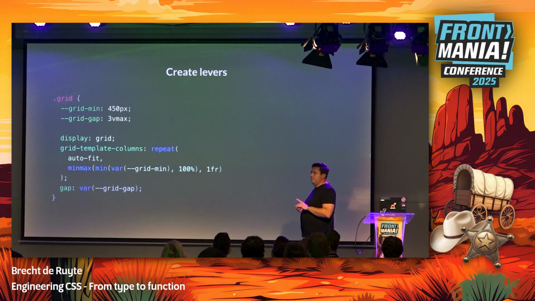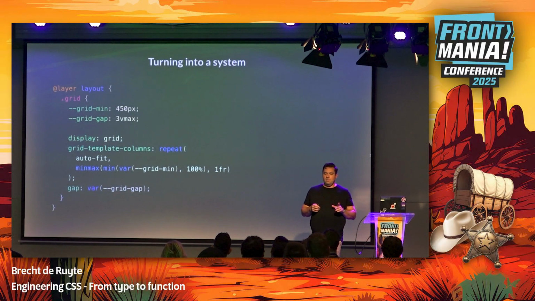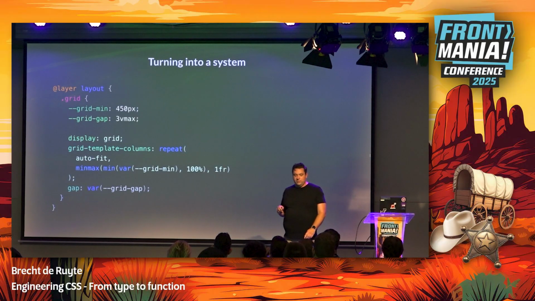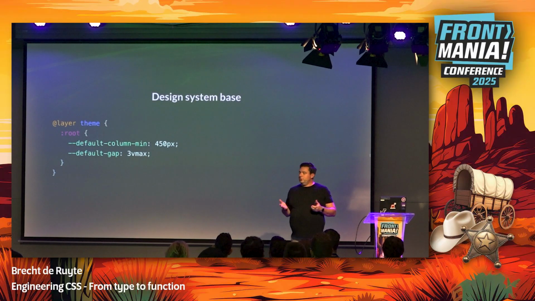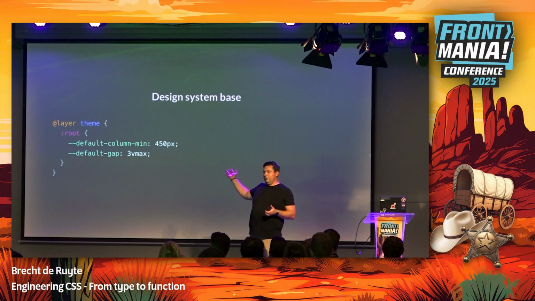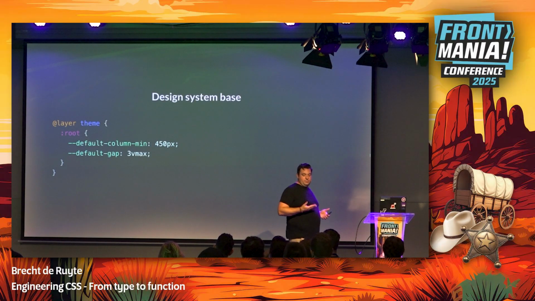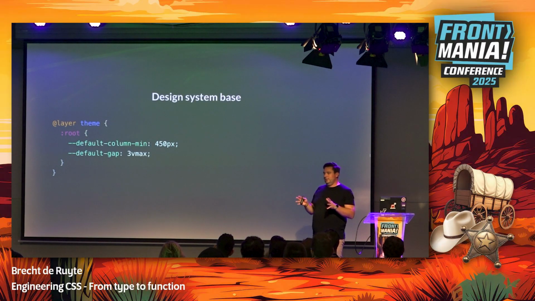But while we're at it, I mean, why not turn this into a system? So here I'm going to use a CSS layer. Still pretty much the same thing as before, just slapped a little layer around it. You'll see in a second why I'm doing this. So this could be like a default layout layer where we could add our default grid. Now, our design system sort of has a base. We have a default column minimum. I'm going to use that 450 again here, and a default gap of 3vmax. This is our design system's basic idea here.